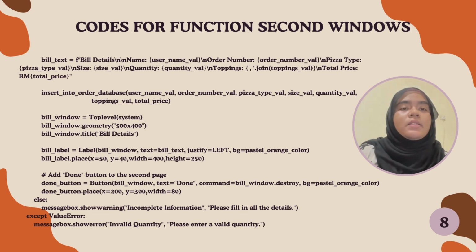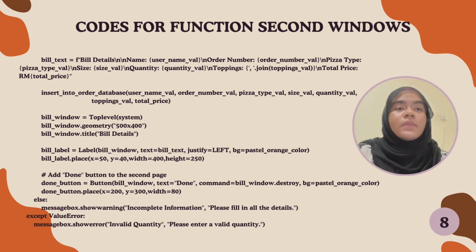Okay, next is done button, Button bill window text done, command bill window destroy, BG pastel orange color. Okay, this coding creates a button widget which is done button inside the bill window. The button will display text done and the command is set to bill window destroy, which closes the bill window when the button is clicked, and the background is set to the pastel orange color.